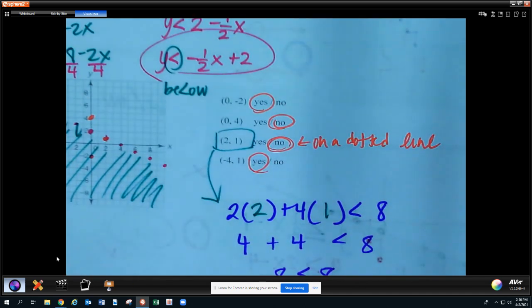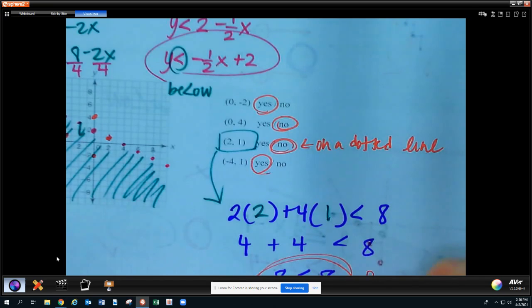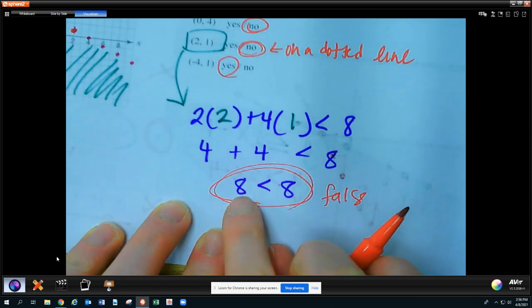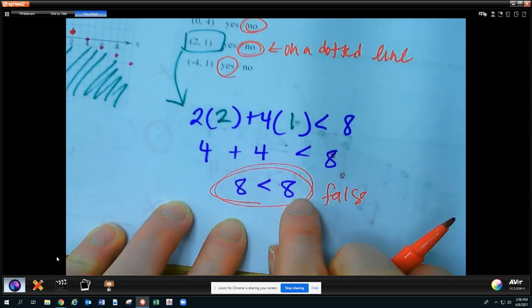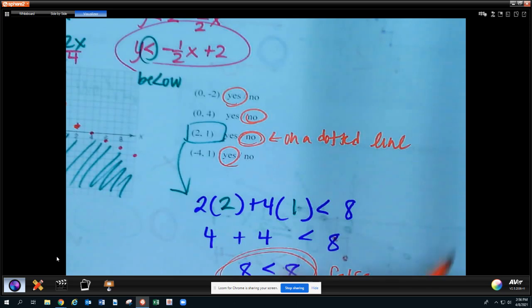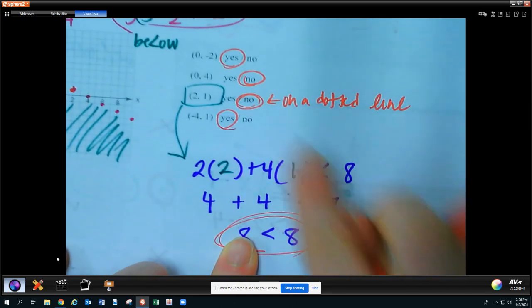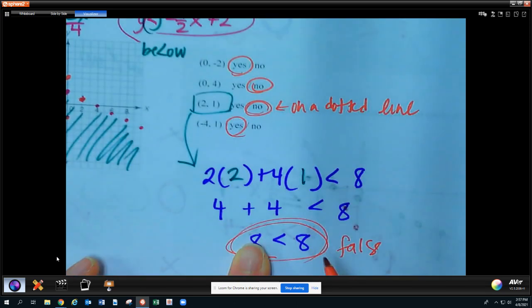This statement right here is false because there's no line underneath it. 8 is not strictly less than 8. It's equal to. Okay, and so that's why it's on a dotted line. It is not a solution. So just watch out for that. That is false, so not a solution.